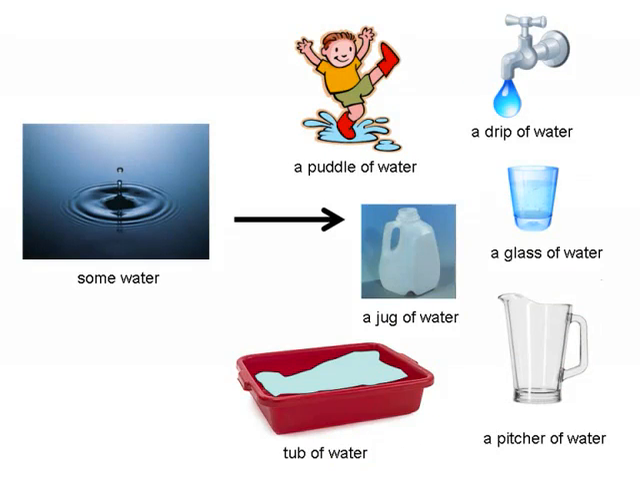Some water. Water like this has no form and we cannot count it. But if we put it into these different forms, we can count it. A puddle of water, 2 puddles of water, a drip of water, 2 drips of water, a glass of water, 2 glasses of water, a jug of water, 2 jugs of water, a pitcher of water, 2 pitchers of water, a tub of water, 2 tubs of water.